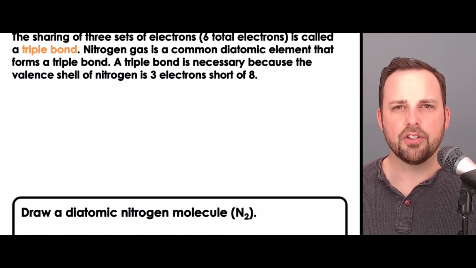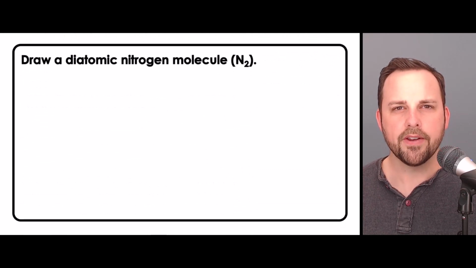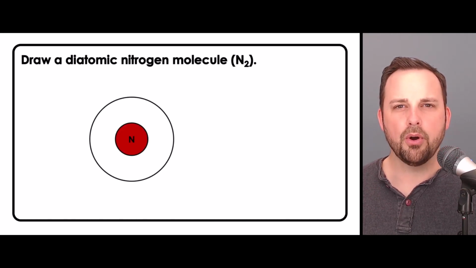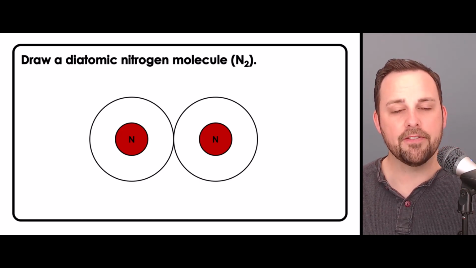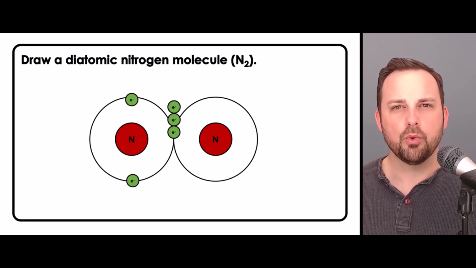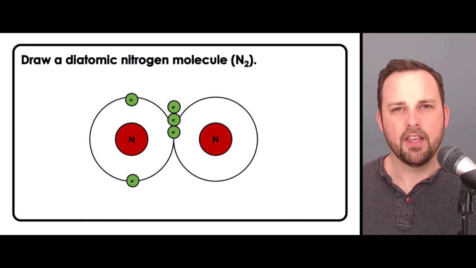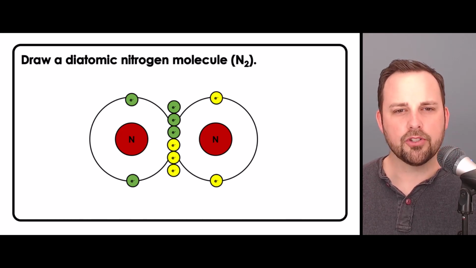So let's draw a picture of what that molecule would look like. We're going to draw diatomic nitrogen, or N2. As before, we'll begin by drawing both of the atoms with their valence shell. We don't care about drawing the inner shell at this point. Nitrogen is in group number 15, which means it only has 5 valence shell electrons. So we'll draw all 5 of those and notice that 3 of them are going to be shared with the other atom. Then for the atom on the right, we're going to draw the same thing.